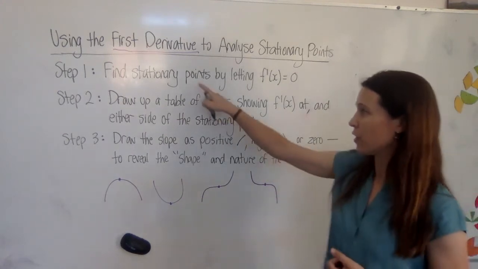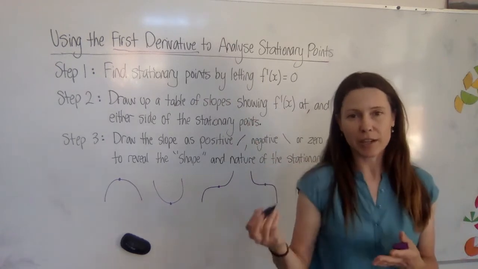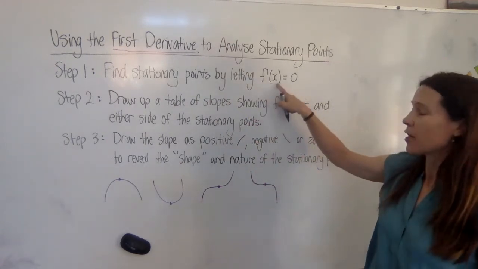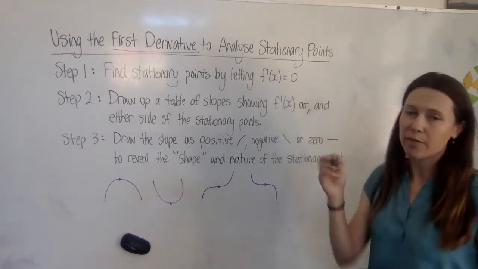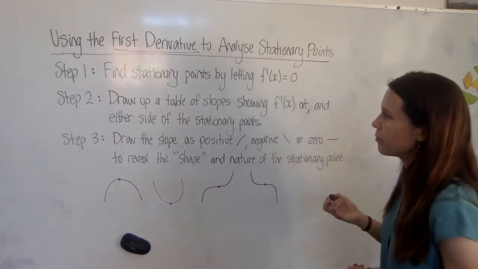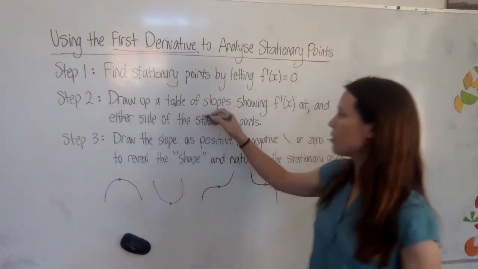The first step is just to find the stationary points by differentiating your function and then letting f dash x, or dy dx, whatever you've named it, equal 0. That will tell you the values of x where you've got a flat spot. Step 2, draw up a table of slopes.